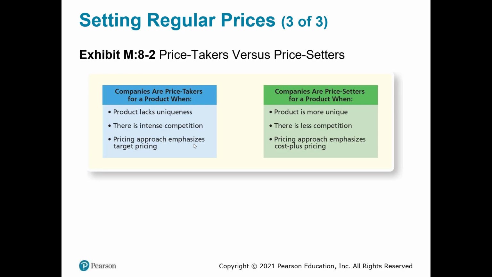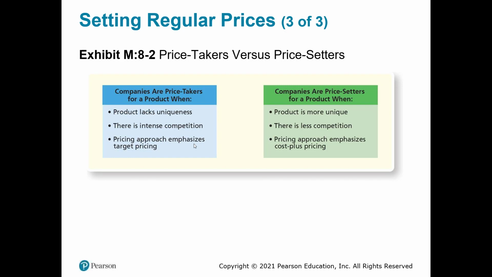So the two big things that are taken into consideration when determining if you are a price taker or a price setter is the uniqueness of your product and the amount of competition that is in the market for selling a product that is similar to yours. If your product lacks uniqueness, if it's milk or bread that everybody manufactures in a similar way, well, then you're going to end up being a price taker. And there's a lot of companies that manufacture those products. There's intense competition that even reinforces the fact that you're going to be a price taker. So if you're a price taker, you're going to emphasize what they call target pricing, which I'll get to in a minute.